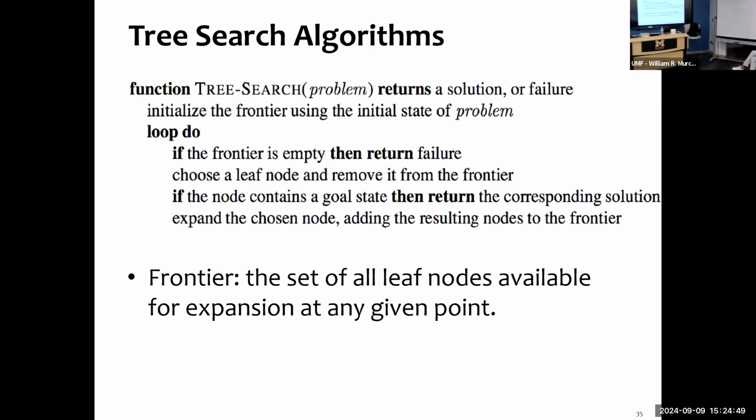I will put that in a data structure, which we will introduce later, and then we are going to loop. If the frontier, meaning the data structure in which I am keeping my states, is empty, that means there is no solution. I have no node, there is no solution. And what to do otherwise? We are going to choose a leaf node and remove it from the frontier.